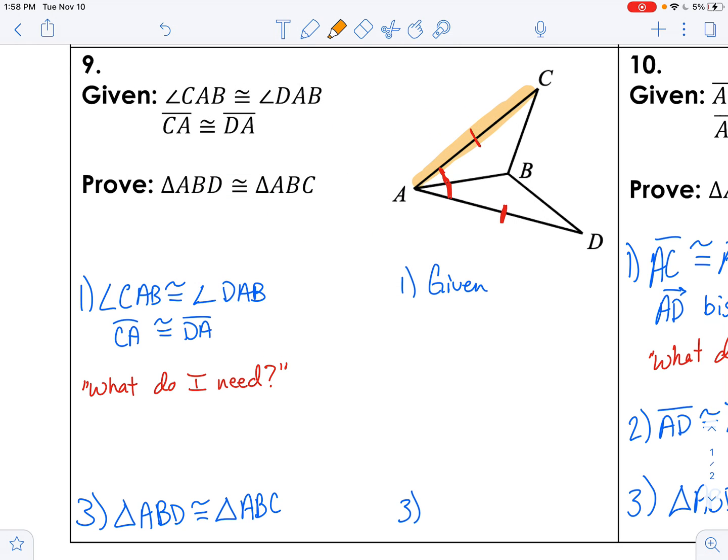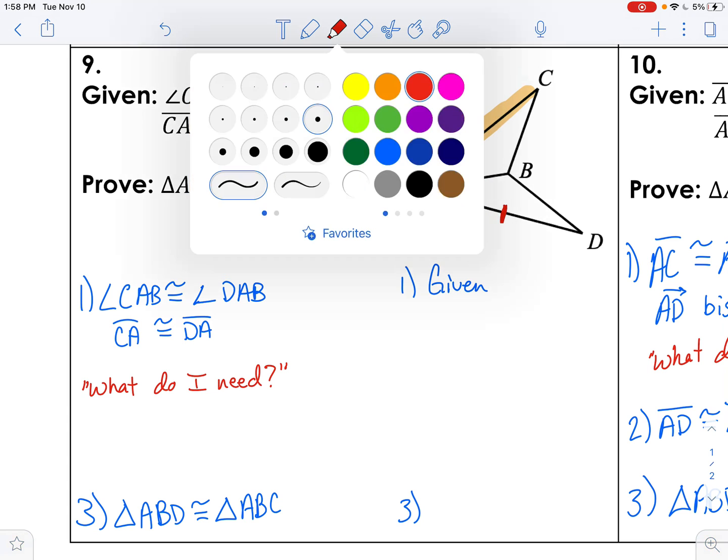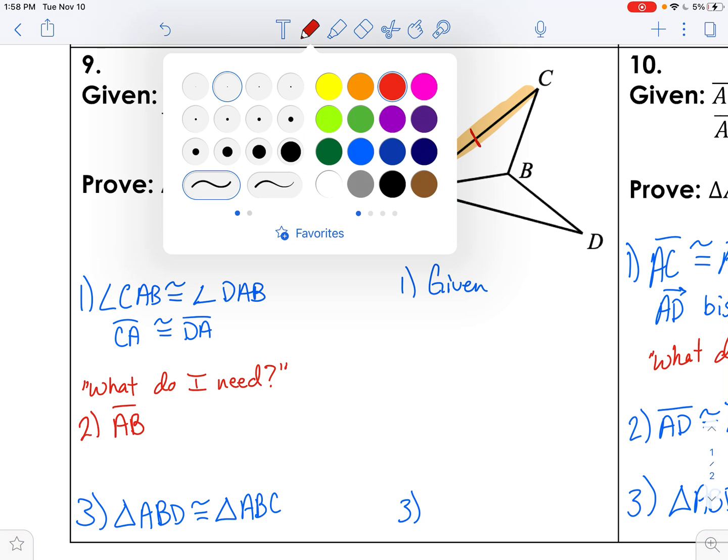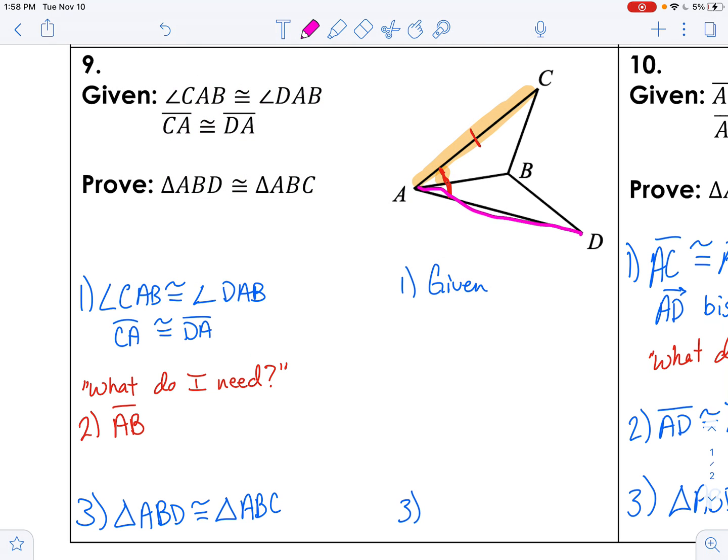I've got a side, got an angle. I'll do this one in pink. I've got a side, got an angle. So in the bottom triangle, I need AB. So we always ask ourselves, what do I need? I need AB to get side angle side, because that would get me, I'll do that one in pink pen as well, side angle side. And then in the top triangle, I need AB as well.